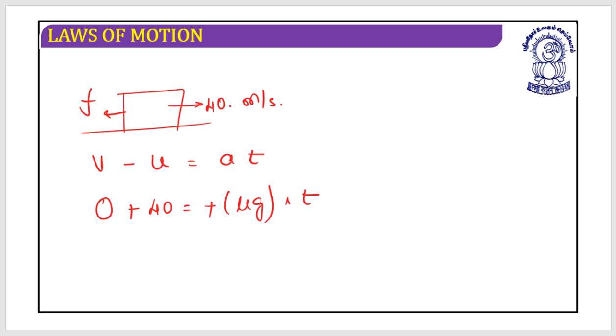This minus is positive. It's 40 equals, what is mu? Yes, it's 0.4, which is 4 by 10, multiplied by 10, multiplied by t. This 10 has gone, and t should be equal to 40 by 4, which is 10 seconds. That means the block will stop after 10 seconds. I hope this is clear. Is it clear?